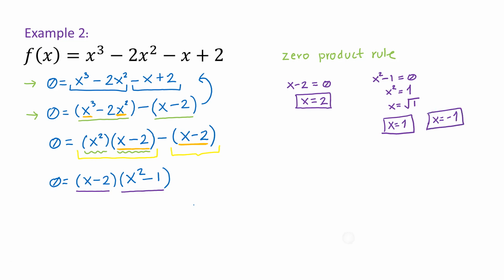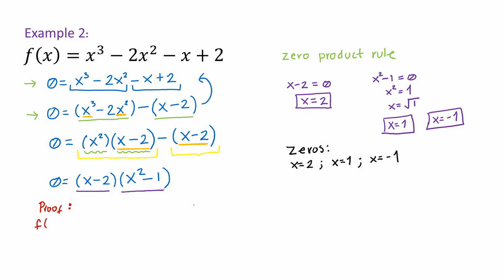Okay, so that means that this function has three zeros: x equals 2, x equals 1, and x equals minus 1. To prove that we are correct, we can substitute this value in the original function and check that we do get 0. Let's start with x equals 2.